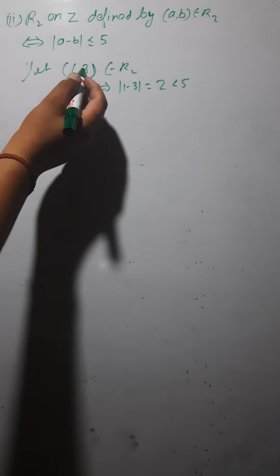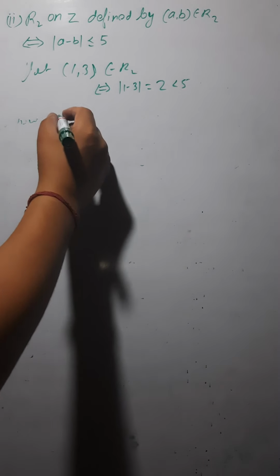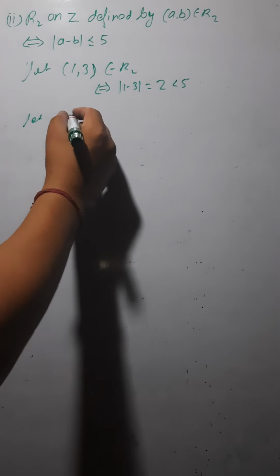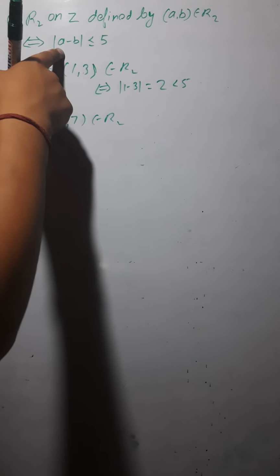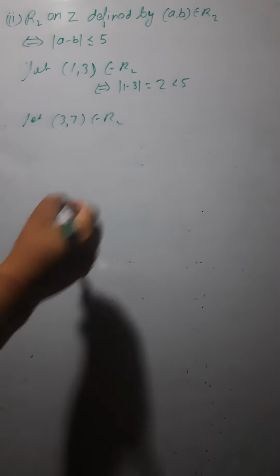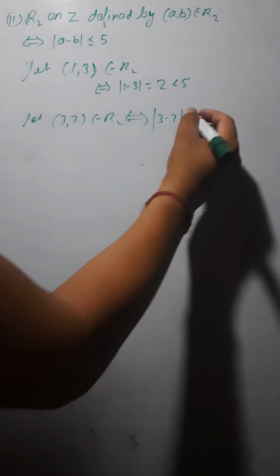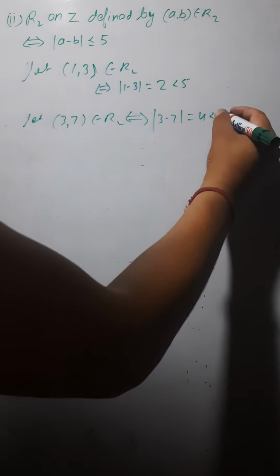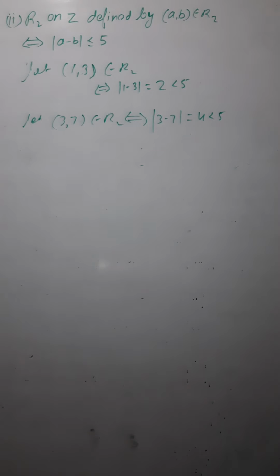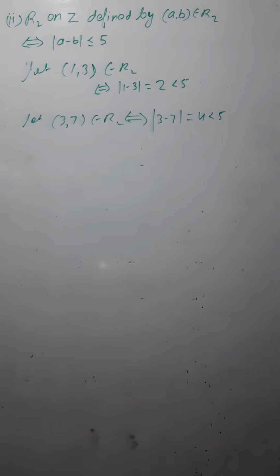Then the third element we are taking is 3 comma 7. Now we are saying let 3 comma 7 also be in the relation R2. This element would also be there in the relation R2 if it is following the same condition. The condition is: modulus of first minus second is less than or equal to 5. Let's check. Modulus of 3 minus 7: 3 minus 7 is minus 4, and its modulus would be plus 4, which is again less than 5. So it implies 3 comma 7 is also there in the relation R2.